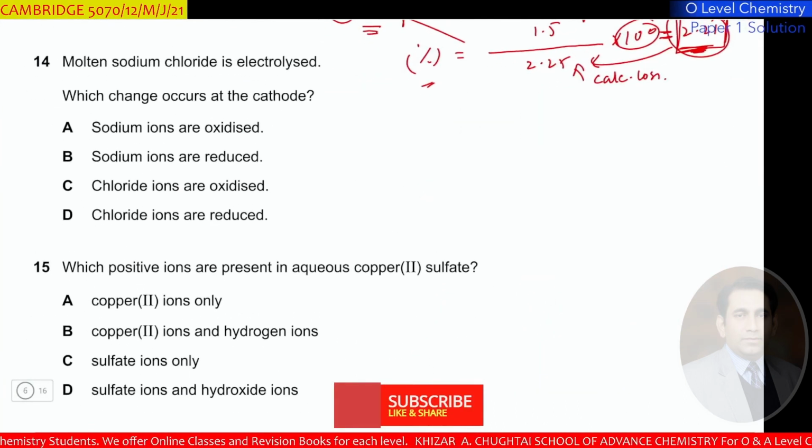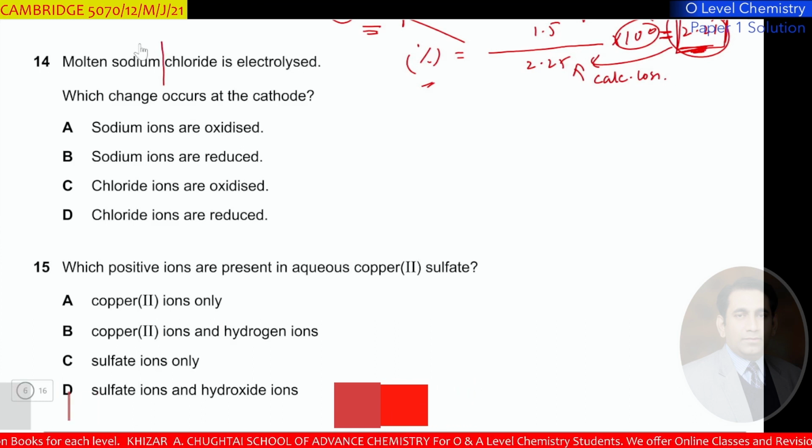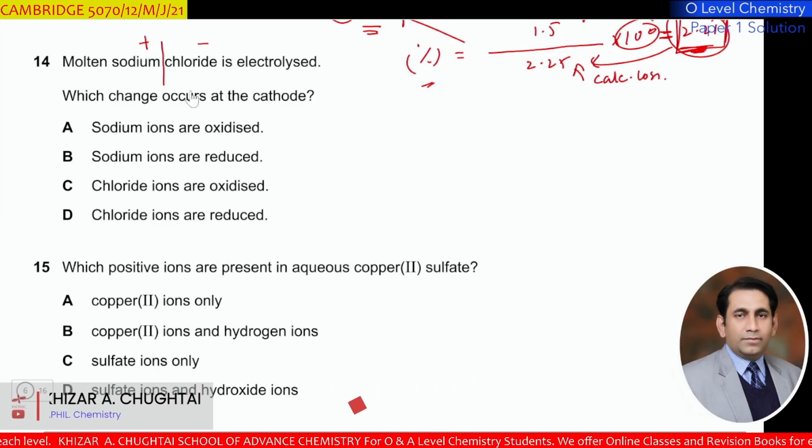Question number 14. Molten sodium chloride is electrolyzed. Which change occurs at the cathode? Molten sodium chloride means there is a sodium positive ion and a Cl negative ion.